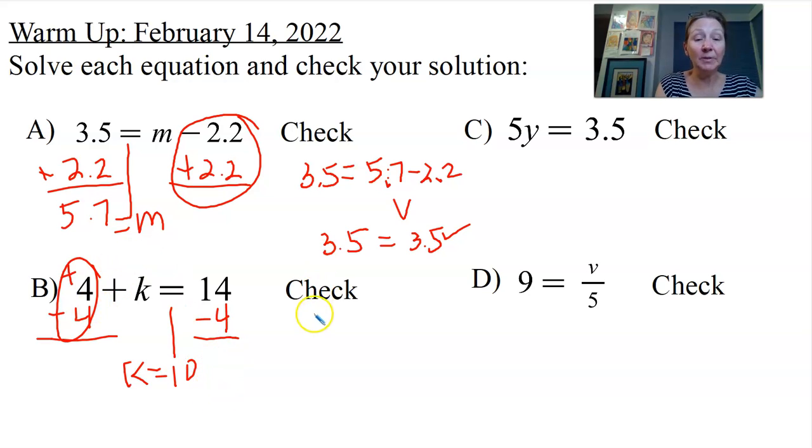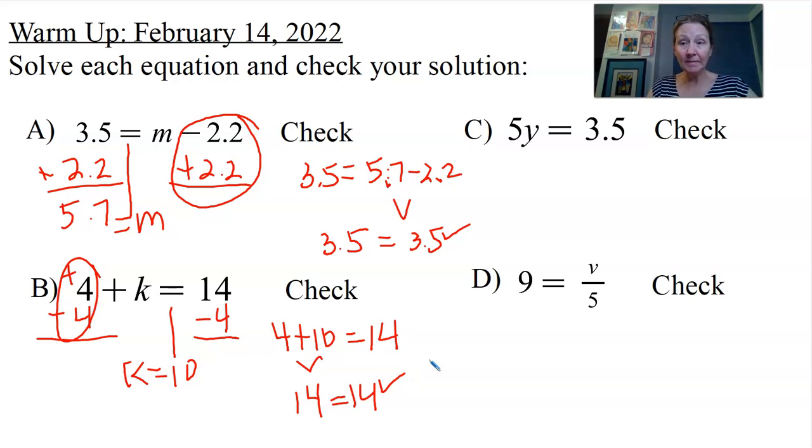I plug it into the original equation. 4 plus 10 equals 14. I do the math on the left. 14 equals 14. There's no math to be done on the right. You just had a number, 14.